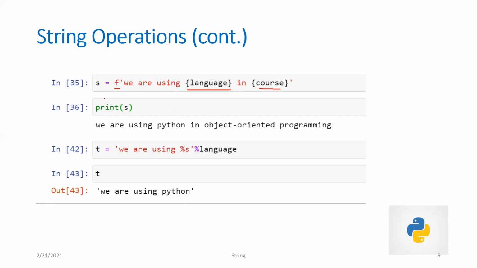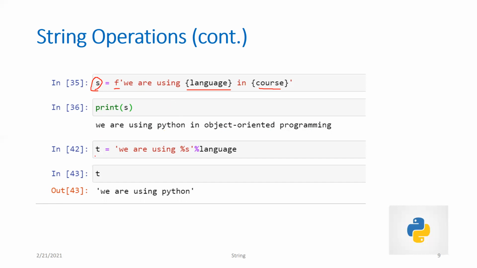Now I want to print the whole value of s. So language holds Python and course holds object-oriented programming. I have assigned the value earlier. So if I want to print the whole value of s, it will show me we are using Python, that means language holds Python, and course holds object-oriented programming. So this is the complete sentence. But I did not use the conventional percentage sign here. But we can do that also.